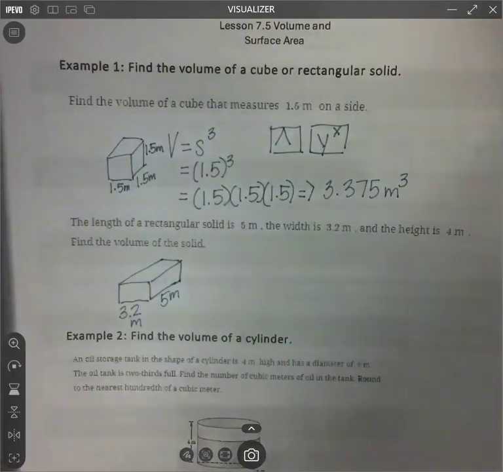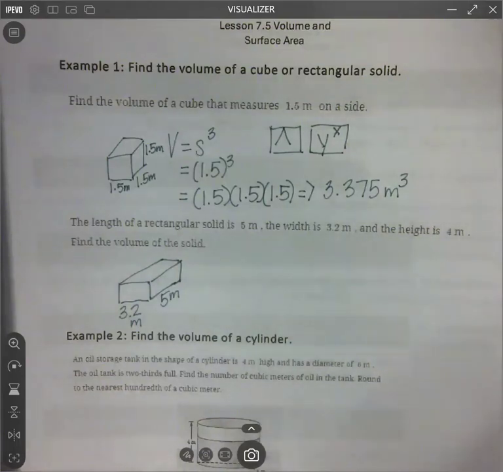Hi, welcome to lesson 7.5. Having a little technical difficulty, so I'm starting over.